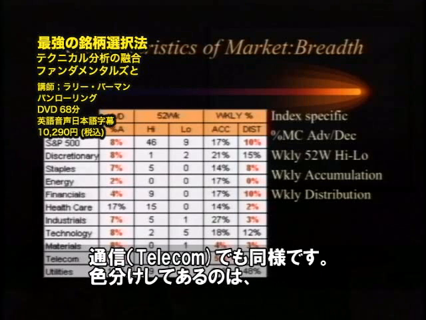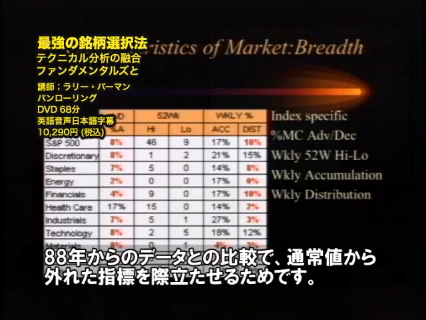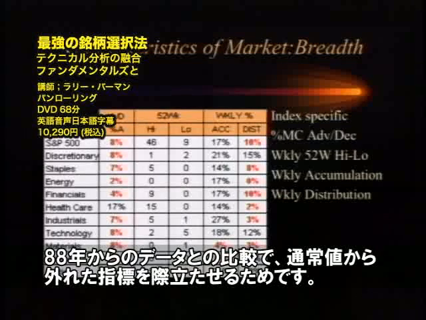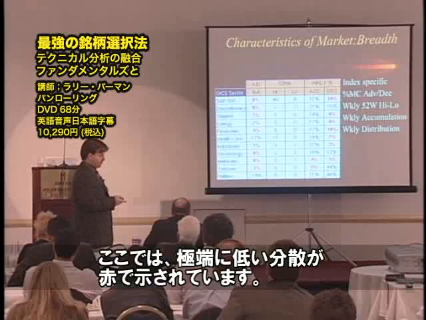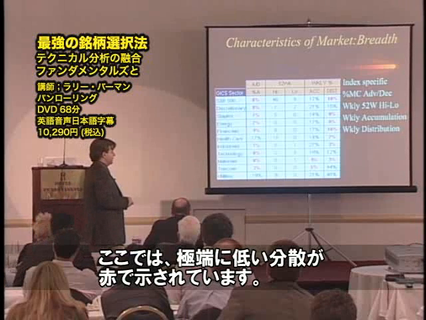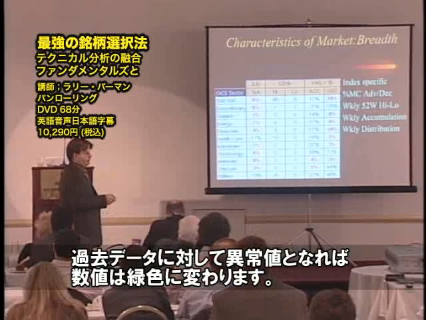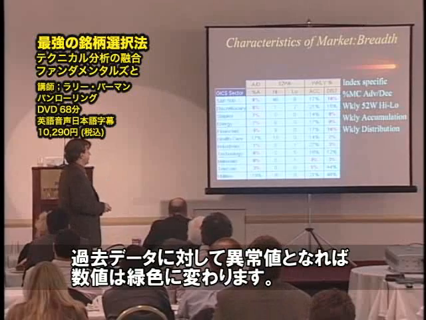Same thing in telecom. We can then measure them, and the reason they're color-coded here is because I know the historic norms. I've gone back in my database to 1988, and I've programmed all these things in, so I know when they become statistically significant. So it changes colors in my report based on the statistical significance. So very low distribution shows up in red here. Same thing here. And it turns to green when it gets statistically significant based on my parameters.